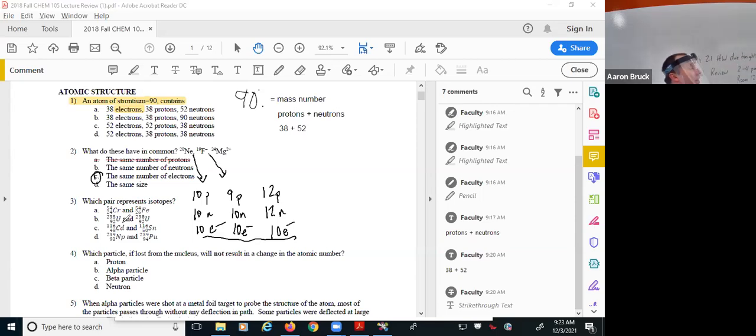And if you remember again from chapter 3, we talked about a periodic trend in size related to isoelectronic series. Which one of these three would be the biggest? No. I know what you're thinking, and it's the opposite.